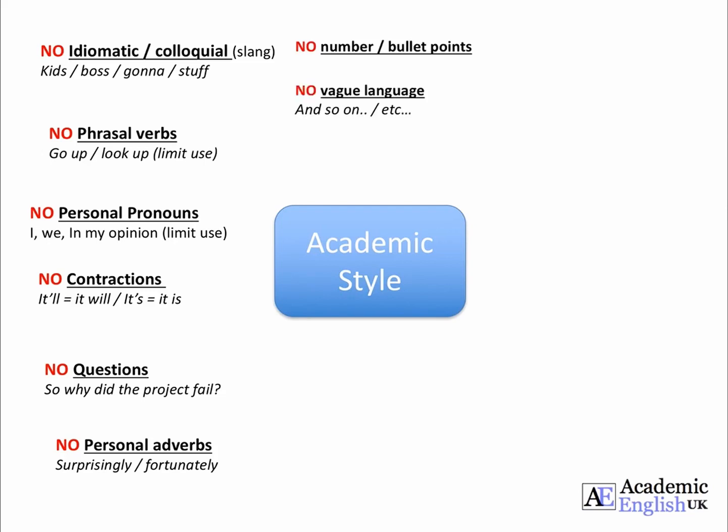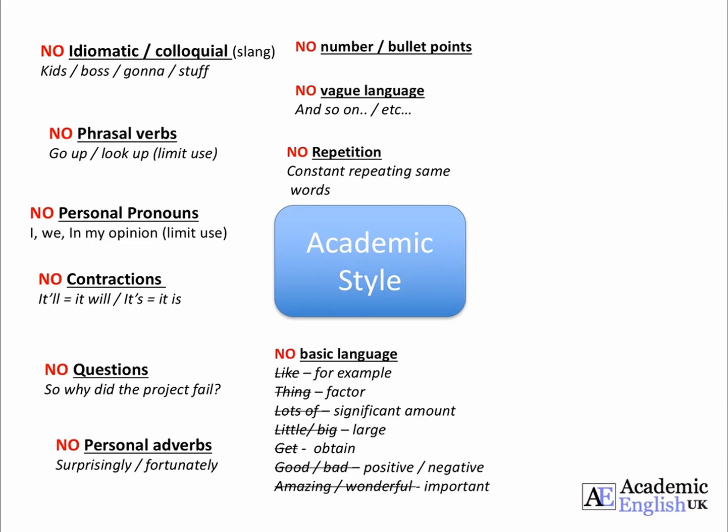Vague language such as and so on, etc. is also not normally accepted, and we should be more specific. Repetition, repeating the same words constantly, is seen as lack of vocabulary and an inability to use synonyms. Finally, basic language that we use in spoken English should be avoided in academic writing. Here are some examples with possible alternatives.